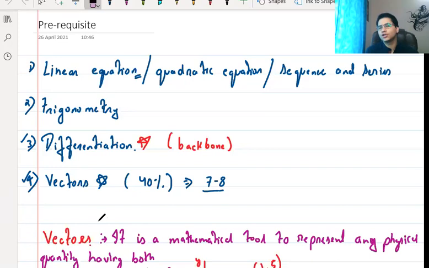Differentiation and vectors are the backbone of physics, which means whatever topic you study, you will be encountering these two in one way or the other. Plus, you should have a very strong foundation of your basic calculation, which is your HCF, LCM, BODMAS, transpose and all those things. So we started with what is a vector.